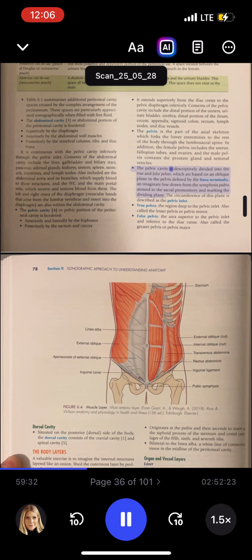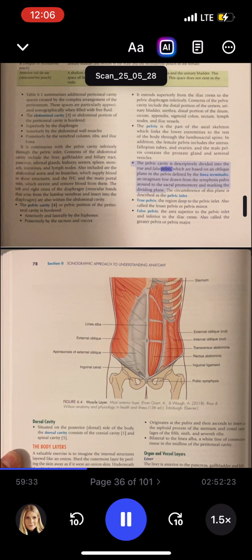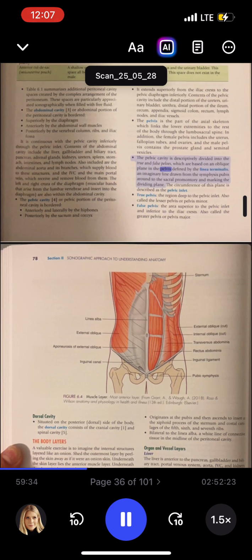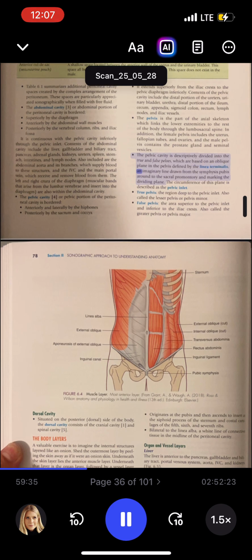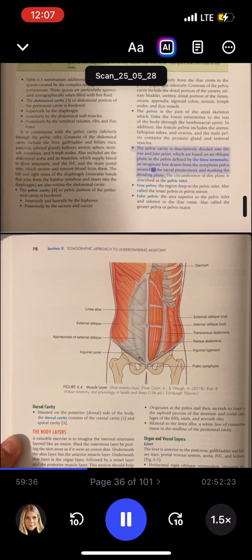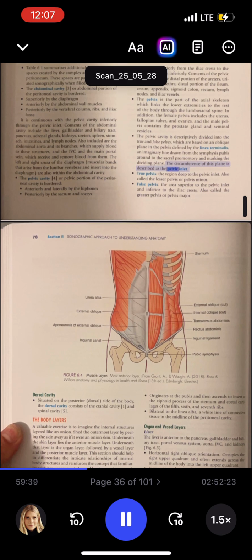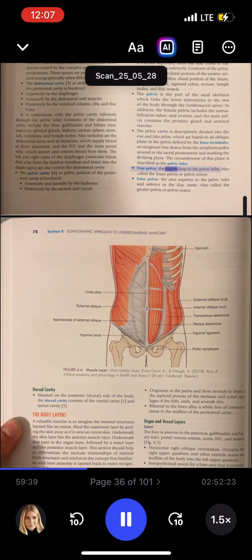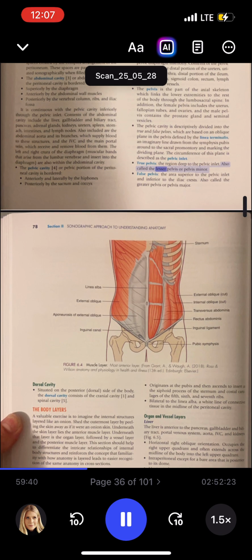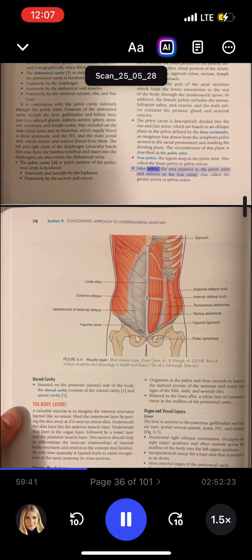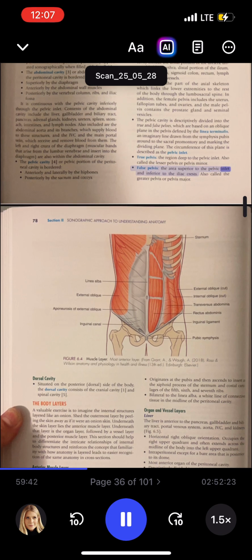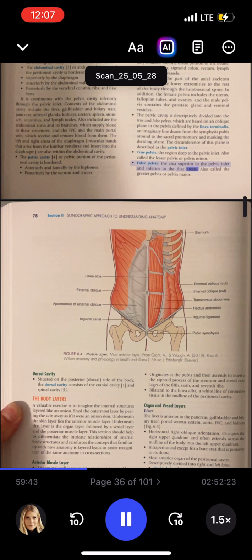The pelvic cavity is descriptively divided into the true and false pelves, which are based on an oblique plane in the pelvis, defined by the linea terminalis, an imaginary line drawn from the symphysis pubis around to the sacral promontory and marking the dividing plane. The circumference of this plane is described as the pelvic inlet. The true pelvis is the region deep to the pelvic inlet, also called the lesser pelvis or pelvis minor. The false pelvis is the area superior to the pelvic inlet and inferior to the iliac crests, also called the greater pelvis or pelvis major.